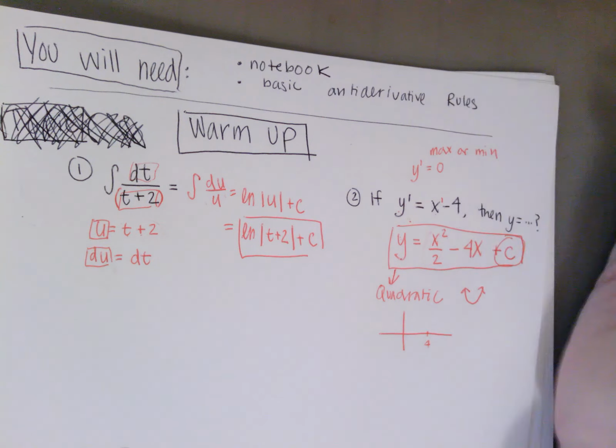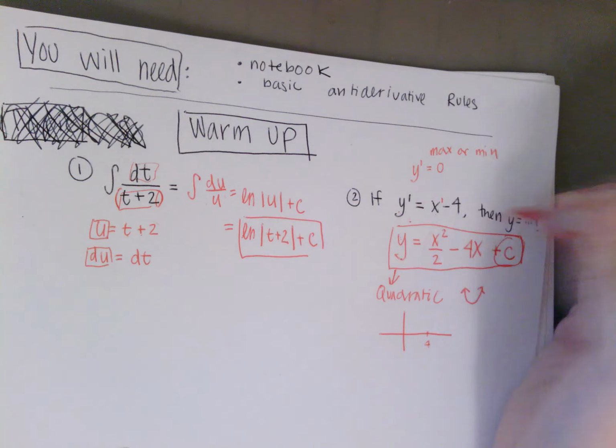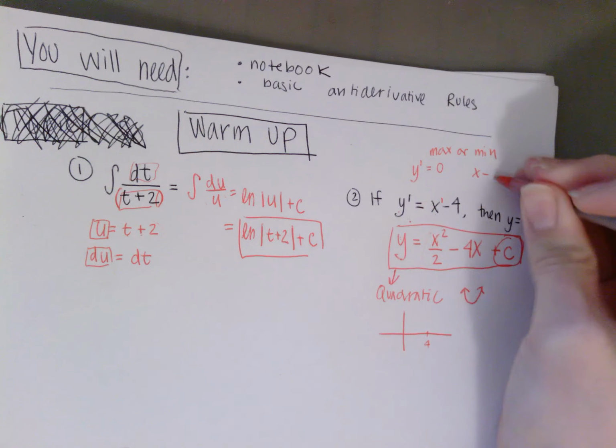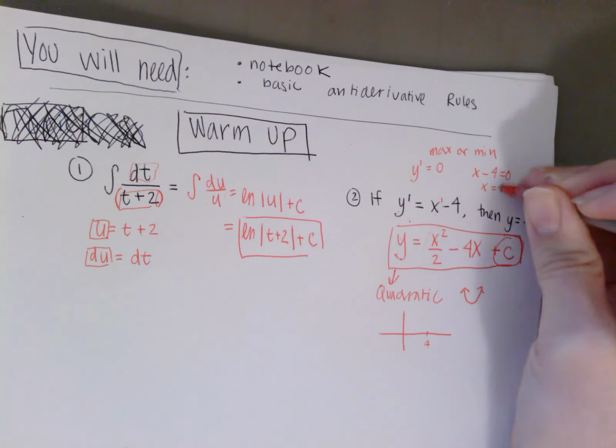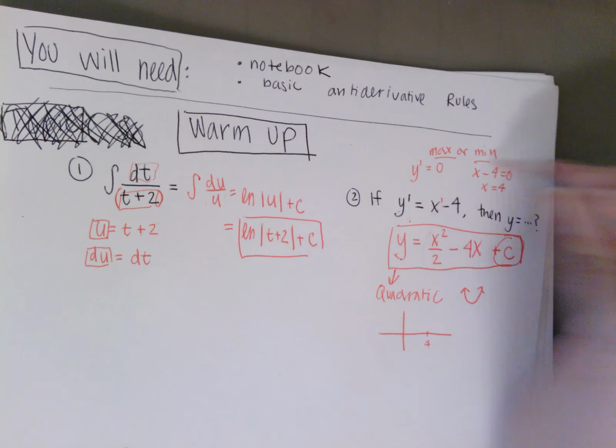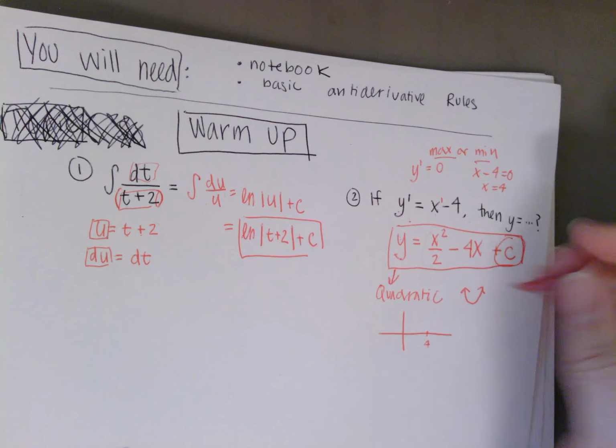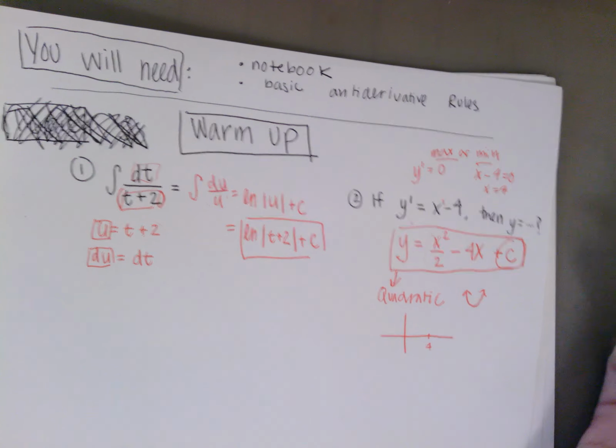of my parabola. So remember, y prime is x minus 4. If I say x minus 4 equals 0, then x would equal 4, and that's going to be the max or min of my parabola. This parabola is facing up, so it's going to be a minimum.